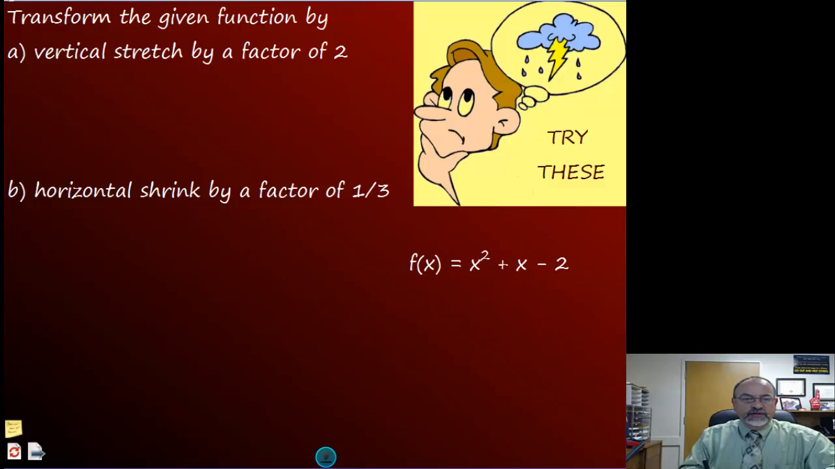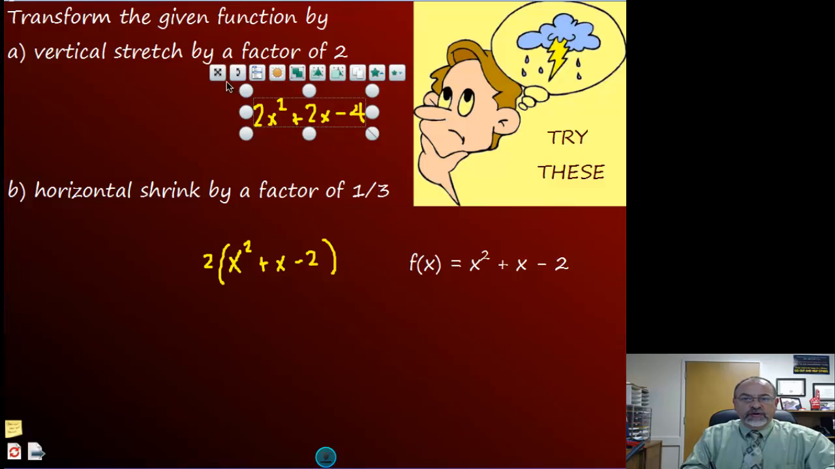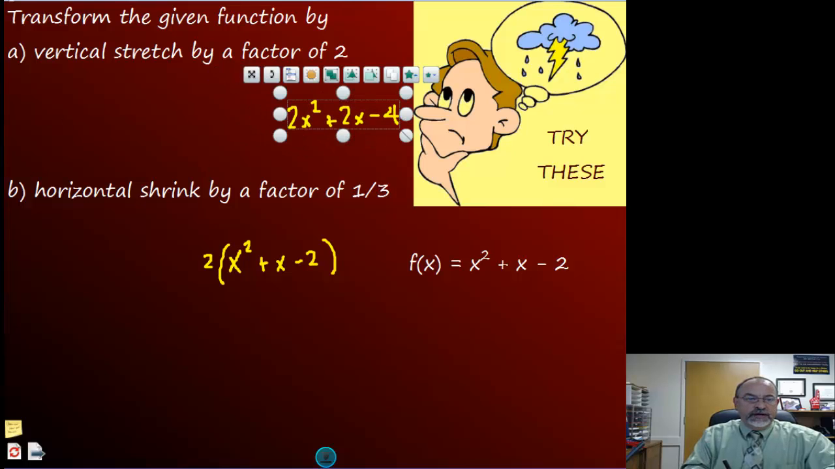So here I have the function x squared plus x minus 2, again a vertical stretch, a factor of 2. I'm going to take the y values, and I get the y values from this function, and I'm going to multiply or stretch them by 2. So I'm going to distribute that, so that's going to give me 2x squared plus 2x minus 4. That's going to be a vertical stretch by 2.